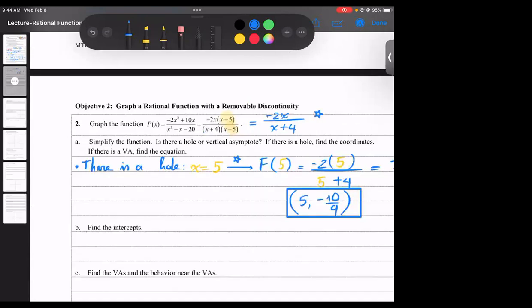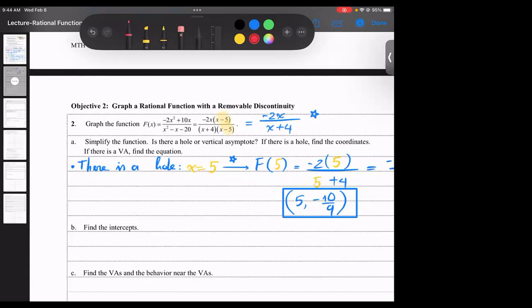What is the VA? Very good. x equal negative 4. Please say x equal negative 4. Don't just say negative 4.